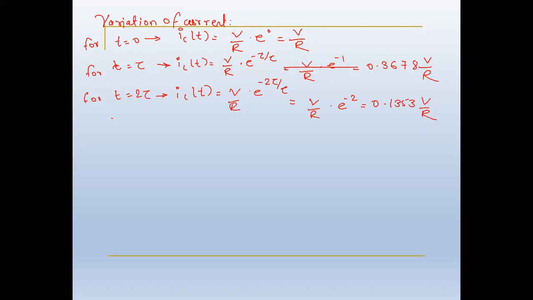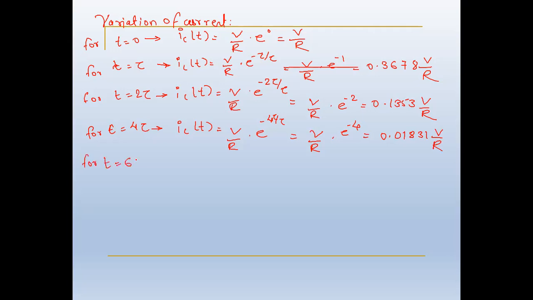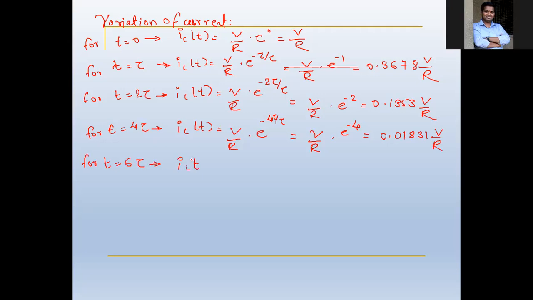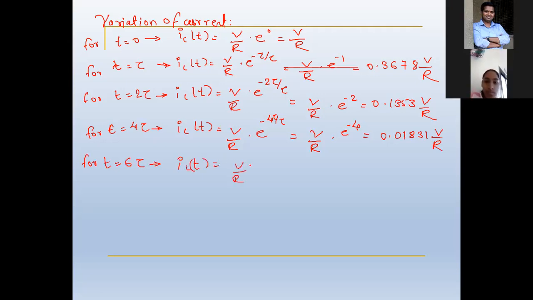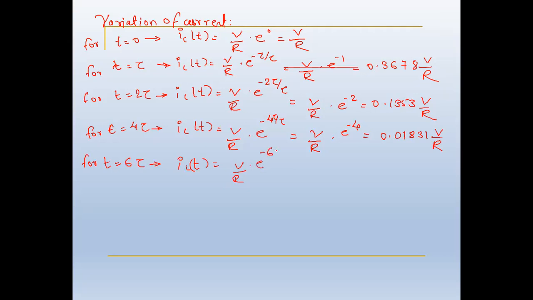It is 0.1353 V by R. Now, for t is equal to 4 tau, IC(t) is equal to V by R into e raised to minus 4 tau by tau, which is V by R into e raised to minus 4, equal to 0.01831 V by R. Last, for t is equal to 6 tau, IC(t) is equal to V by R into e raised to minus 6 tau by tau, which is V by R into e raised to minus 6. So it will be 0.0024 V by R.